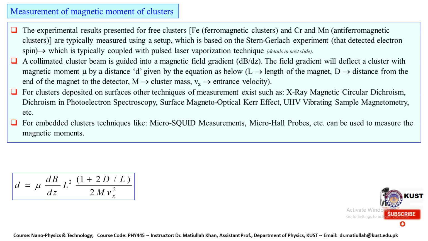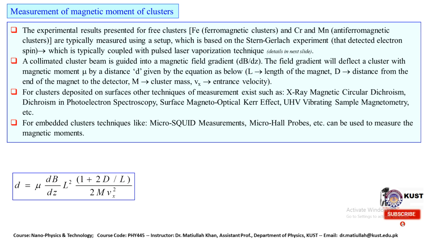The experimental results presented for free clusters, especially Fe, Cr, and Mn, are typically measured using a setup based on the Stern-Gerlach experiment we already studied in modern physics. In this experiment, a collimated cluster beam is guided into a non-uniform magnetic field. The field gradient will deflect a cluster with a magnetic moment by a distance d given by the equation below.